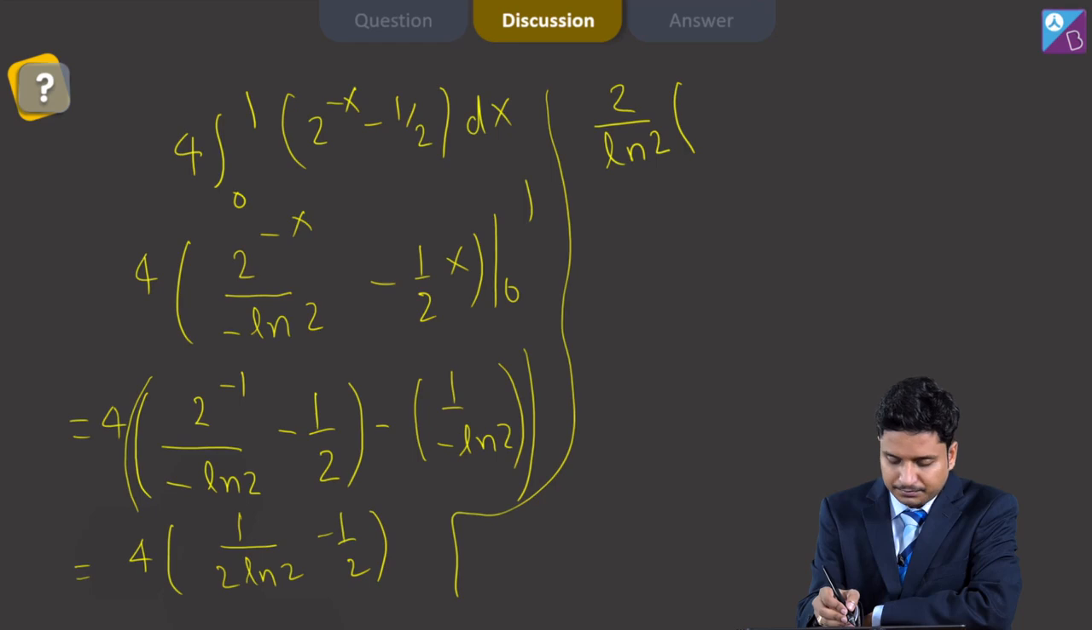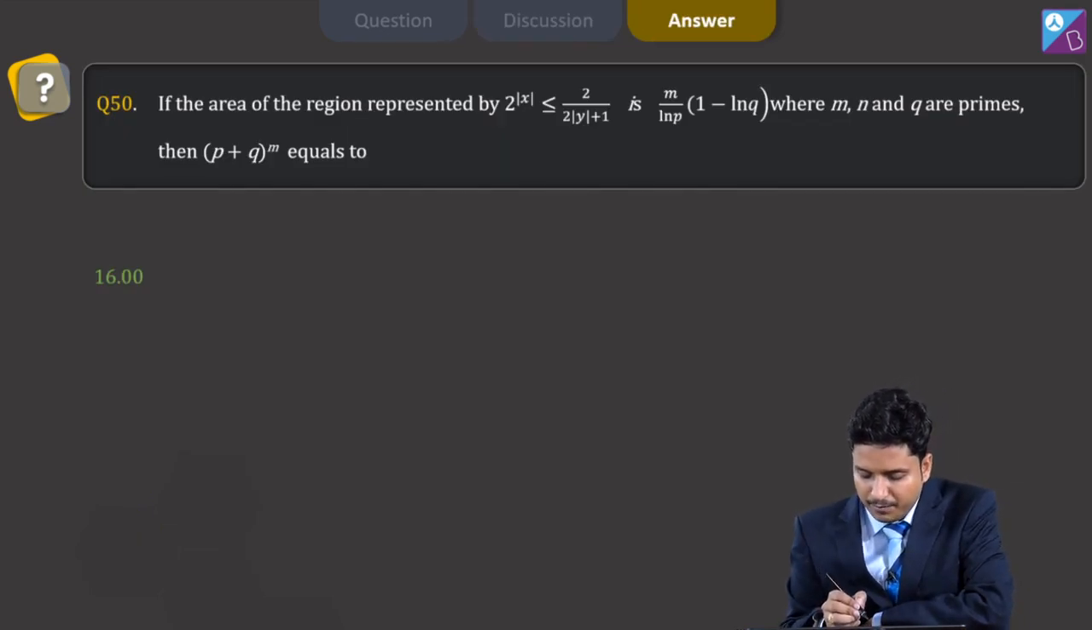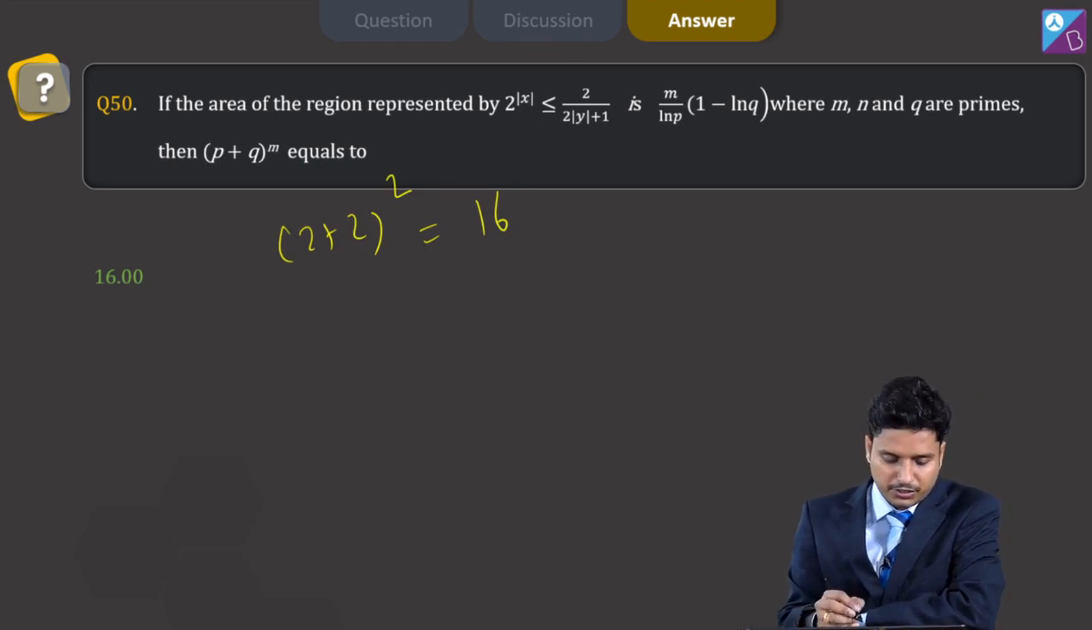Here it is 1 minus ln2. So 2 by ln2, 1 minus ln2, that is what is required. So m, p and q both are equal to 2. So 2 plus 2 raised to power 2, and this will be the correct answer, 16 for this question.